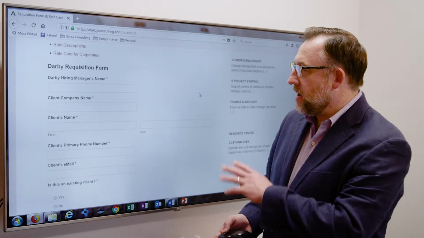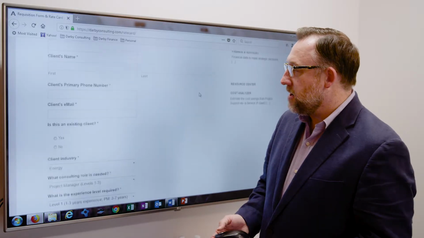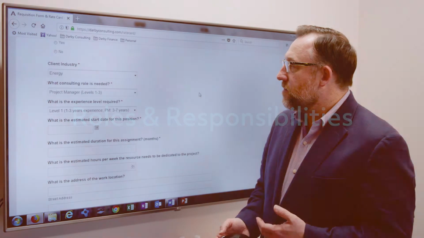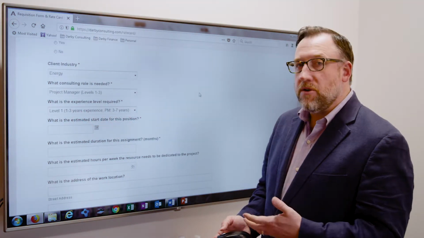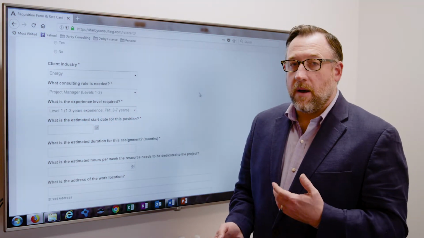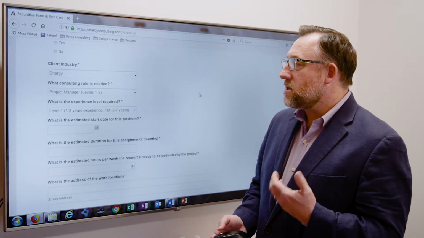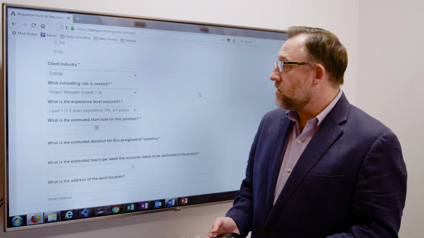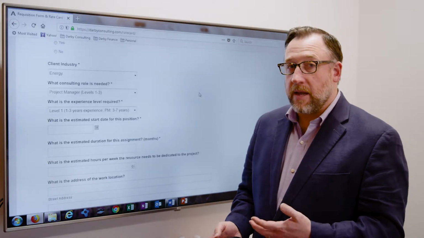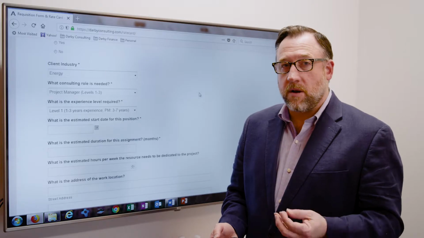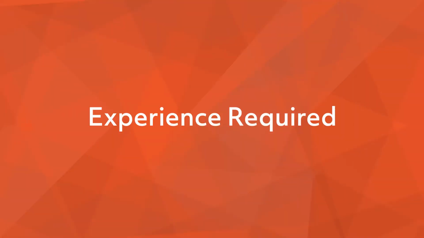It's pretty basic. As you can see, I have some high-level information about who it's for. Then we start to get into some information about what industry. Usually we need to pull out what industry expertise they need to have, and what consulting role or resource role it is. Is it a project manager? Is it a business analyst, systems tester, solution architect, or so forth? Really starting to define what we need.